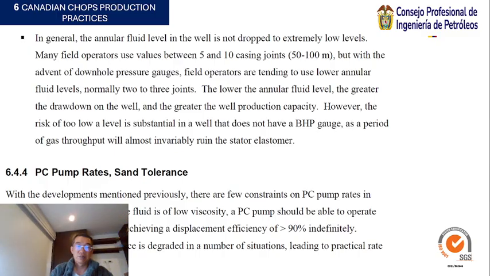However, PC pump performance is degraded in a number of situations, leading to practical rate limitations.